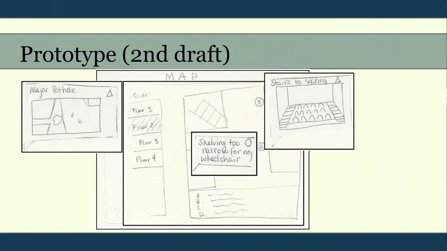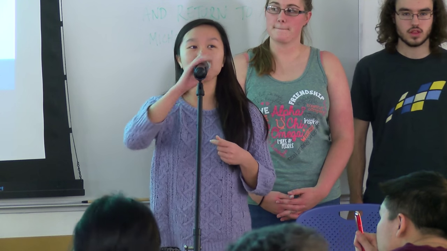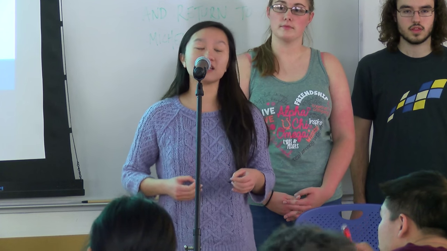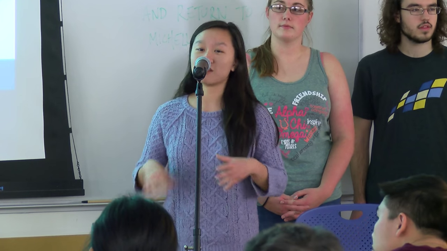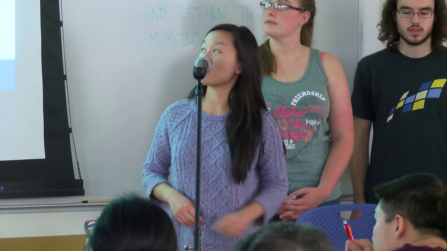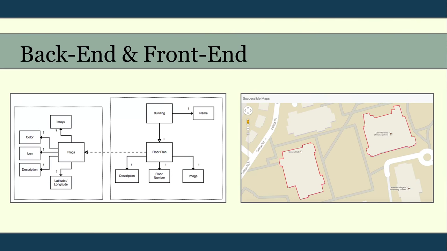So to do that, we made a website called Successible Maps, and we based it on Boston College first to scope it down a bit. Our first step was to make paper prototypes, so each team member made pretty much drawings of what we thought the website should look like. This consisted of either like text or just image-based. And we presented this to Chris, and he picked his favorite features out of each of them. And we used that feedback to create our second paper prototype.